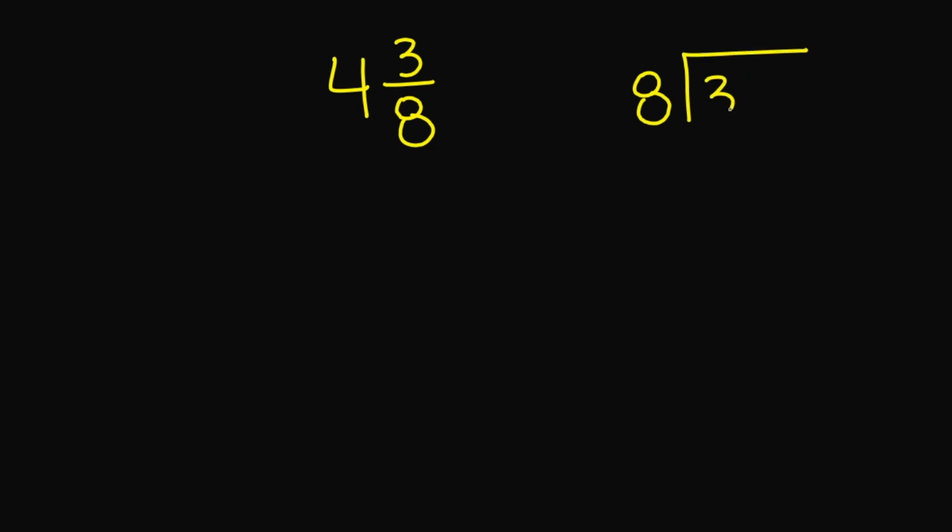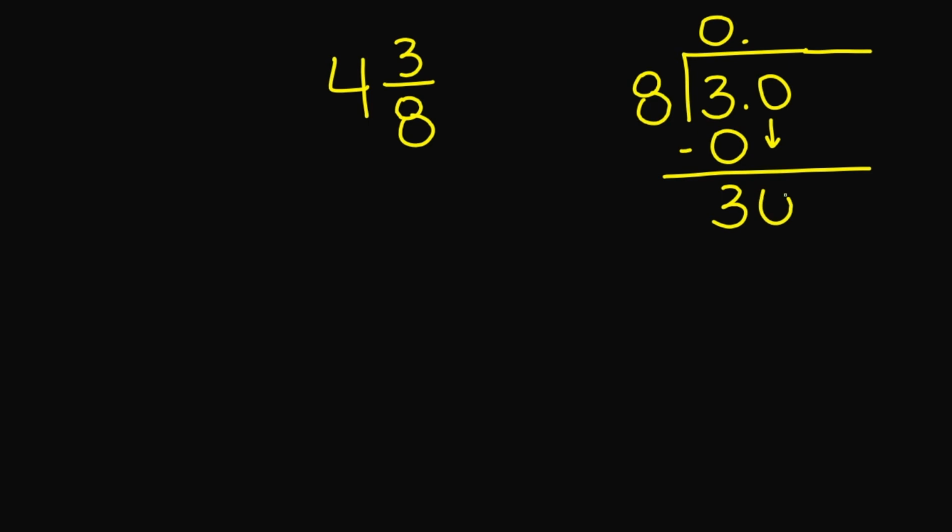So let's try 4 and 3/8. So my 8 is on the outside, my 3 is on the inside. 8 goes into 3 0 times. 8 times 0 is 0. 3 minus 0 is going to equal 3. I'm going to add my decimal, 0, decimal, and bring this 0 down. 8 goes into 30 now. How many times? It goes in 3 times. 8 times 3 is 24. 30 minus 24 is going to equal 6. I'm going to bring down my 0.